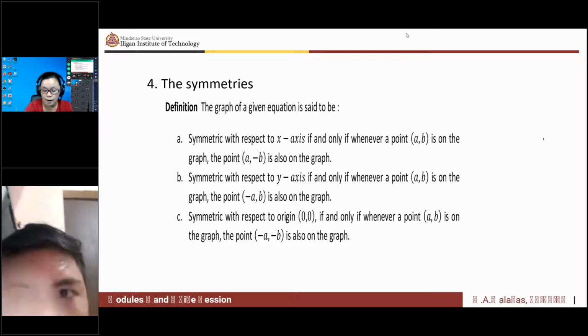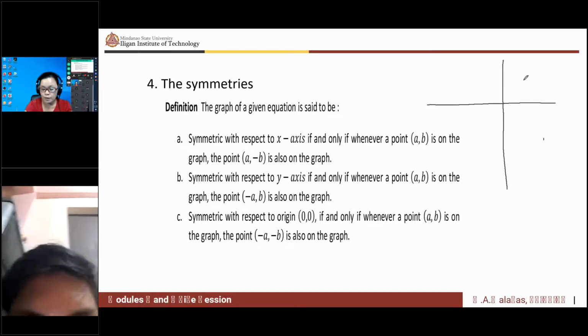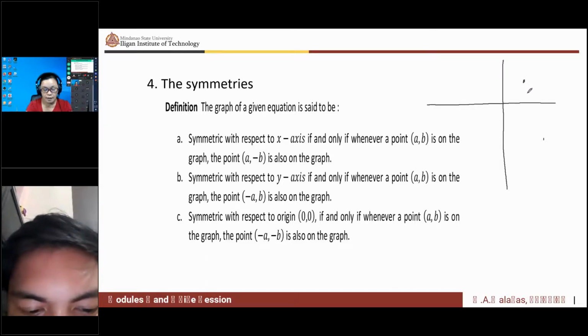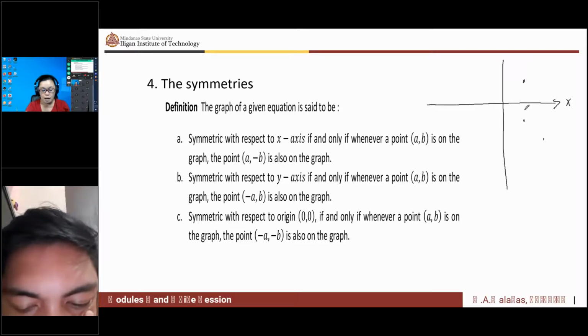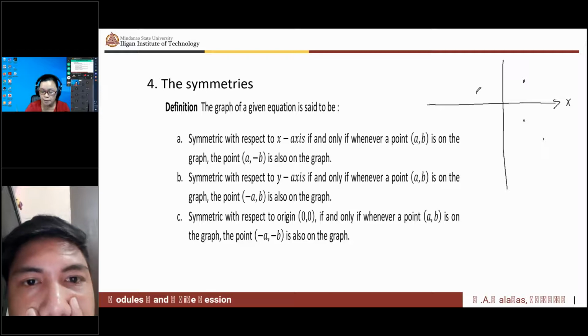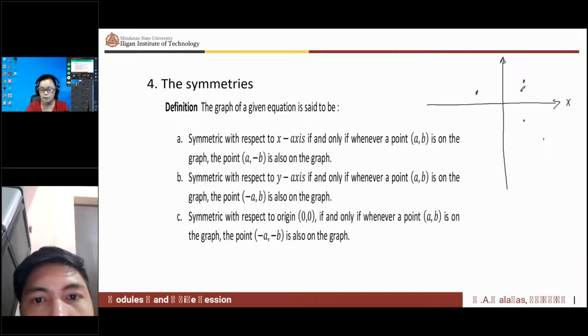So suppose you have a point here in the first quadrant, and if the graph is symmetric with respect to the x-axis, this is the x-axis, then there must be a point here equidistant from the x-axis. So that is when the graph is symmetric with respect to the x-axis. However, with respect to the y-axis, if it has a point here, and if the graph is symmetric with respect to the y-axis, then it should also have a point here.